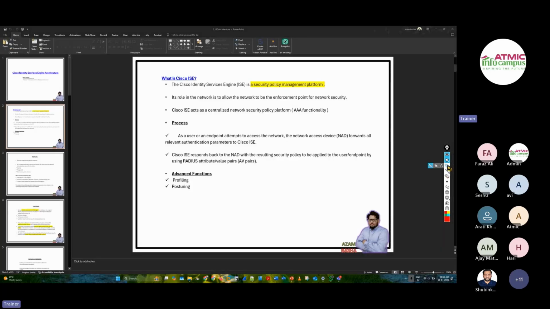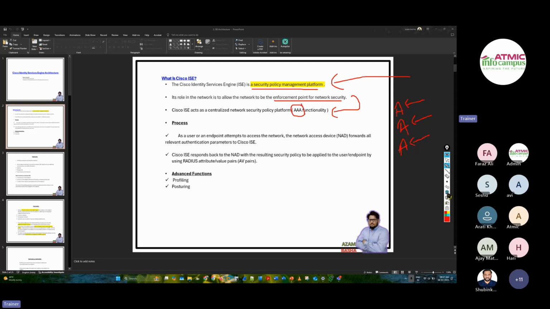Now we know what ICE is. ICE is a security policy management platform. So what is the role? The role of ICE is to provide the network security for the enforcement points. How does it do that? It does it through the AAA functionality. One of our friends already discussed what AAA is. AAA is pretty basic, I don't want to get into that part. I'm sure you are all aware of it.